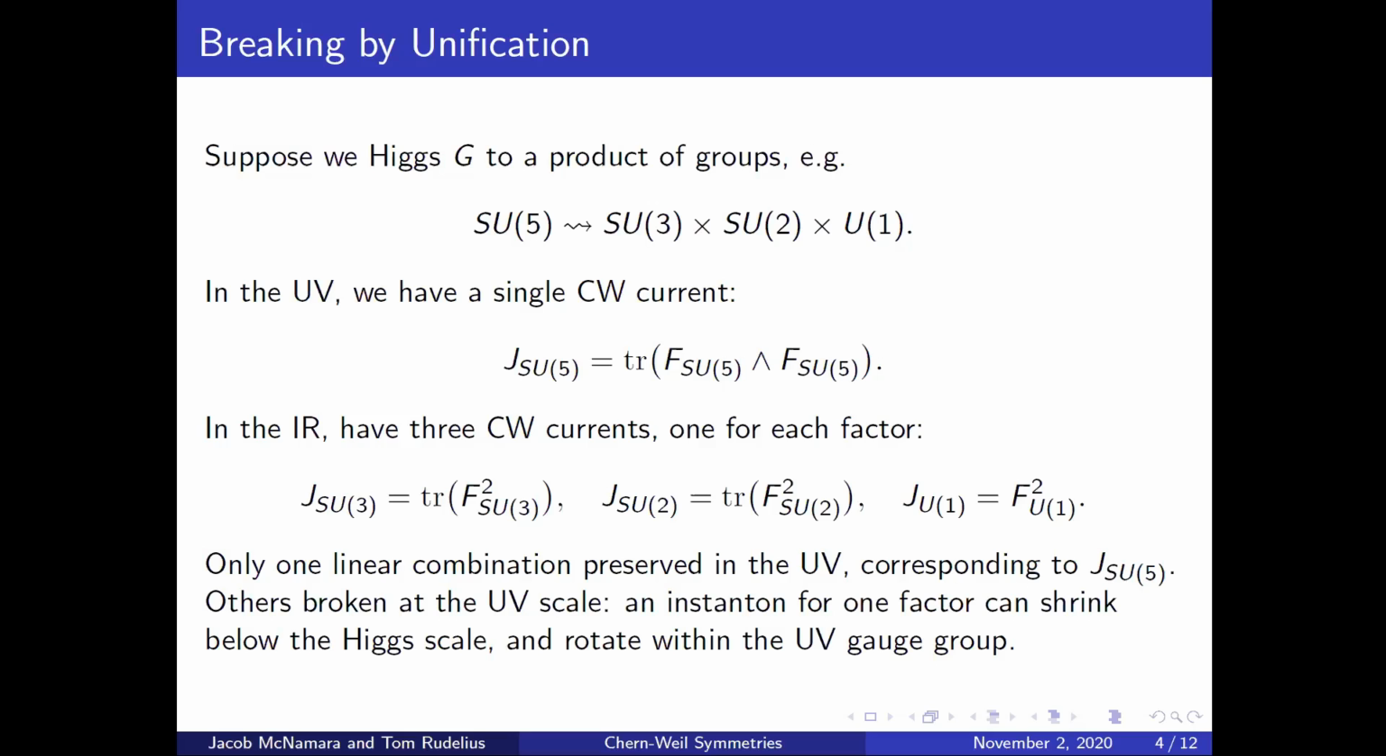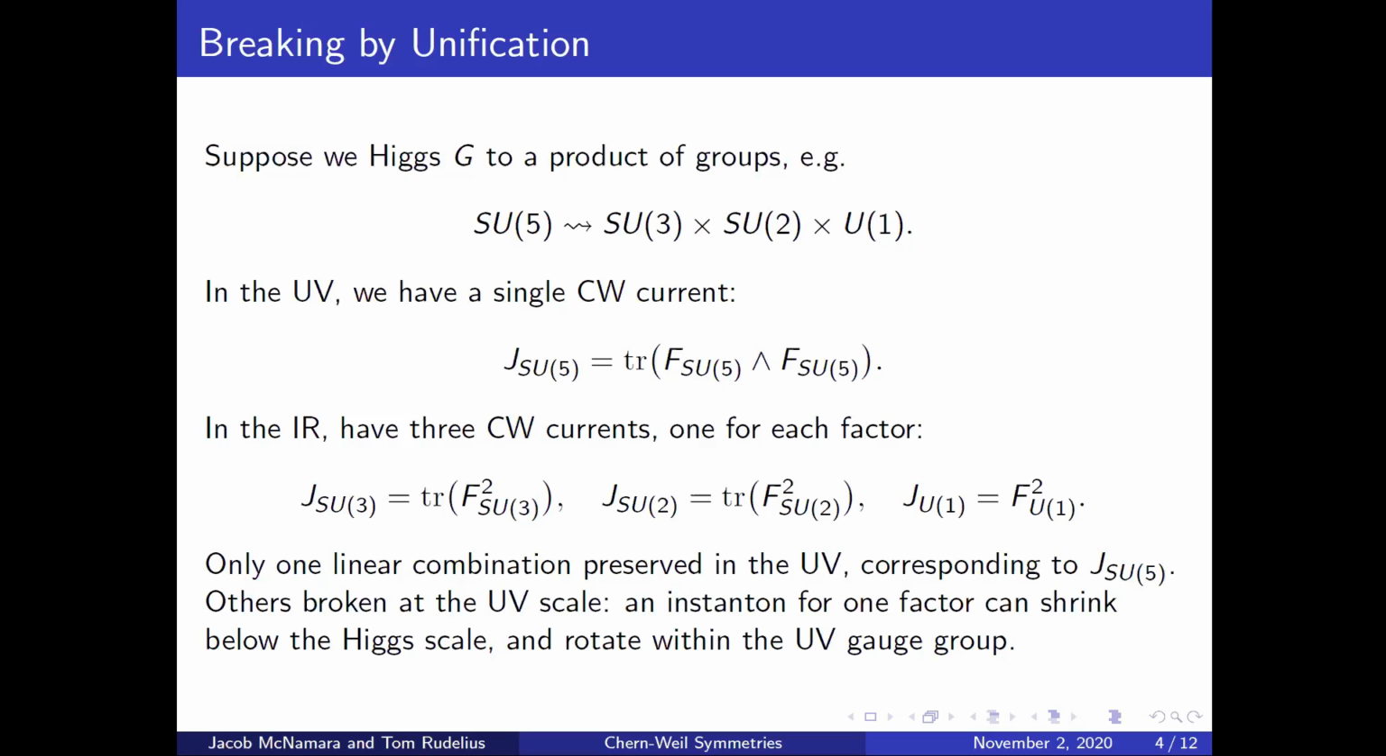And one way to think about this, what it means to break a symmetry, is to say that charge for the symmetry is not conserved. So here what I'm saying is that if you take an instanton for SU3, you can imagine shrinking that instanton below the Higgs scale and then rotating it within the UV gauge group. So it points, say, in the direction of SU2 instead of the direction of SU3. And what you find is that these instanton numbers for the different factors are not separately conserved. Yet there still is one conserved combination corresponding to the UV gauge group SU5.